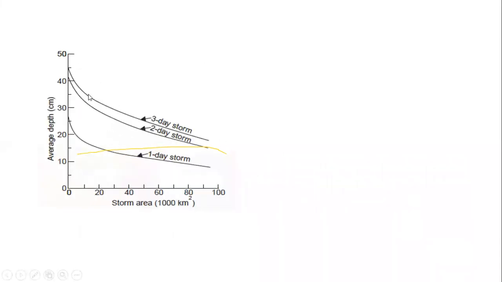This is one of the depth area duration curve. Here this x-axis represents the area, that is a storm area or the catchment area over which this storm has occurred, and the y-axis represents the average depth of the precipitation. Whereas this indicates the duration for which that storm has occurred. Means for a 3-day storm, here we are finding 2-day storm, 1-day storm.